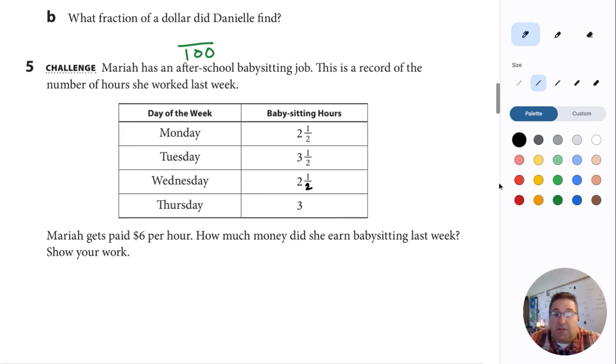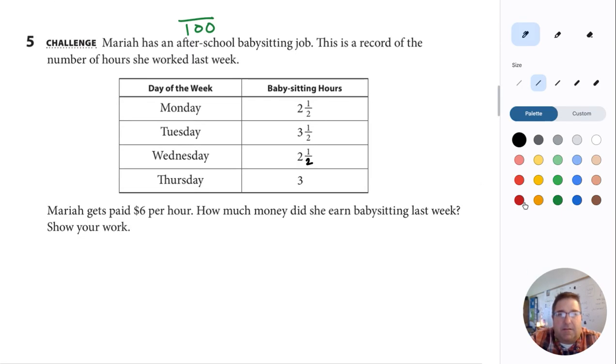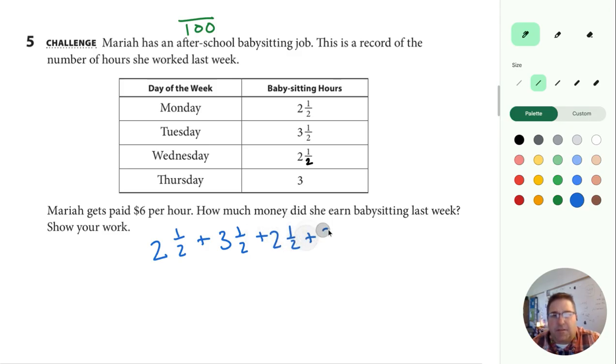Well, first we got to figure out how many hours she babysat, right? So we got 2.5 plus 3.5 plus 2.5 plus 3. So it's going to equal something, right? You're going to figure out what that is.